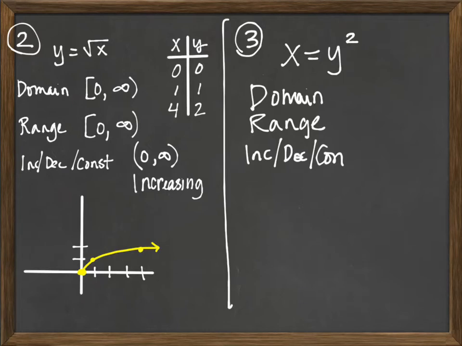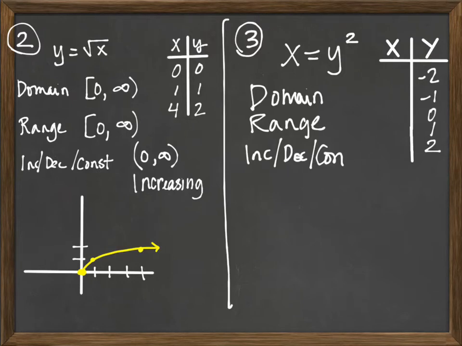So as I'm trying to isolate these and figure out what my x and y chart might look like, it'll be far easier for us to actually choose y values and figure out what x would be. So I'm going to choose those same y values, -2, -1, 0, 1, and 2, that I had when I was working on the previous one, problem number 1. So if y is -2, -2 squared would give me 4. So x would be 4.